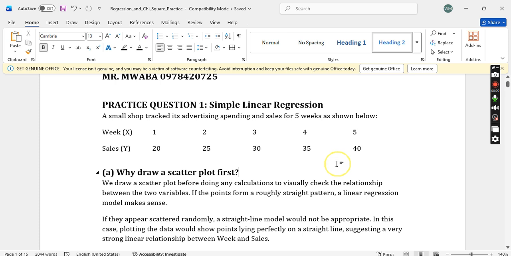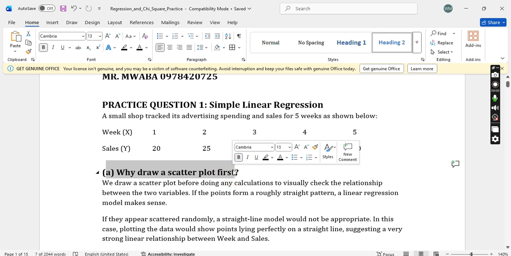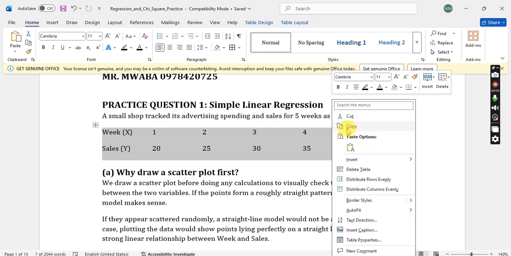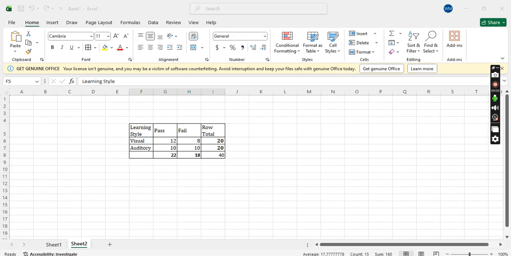All right, so the first question is, why should we draw a scatter plot? The reason why we draw a scatter plot is because we want to see visually if there's a relationship between the week and the sales. A scatter plot is just like a graph. Maybe I can even make the same scatter plot on Excel so that we see if there is a relationship between these two variables.